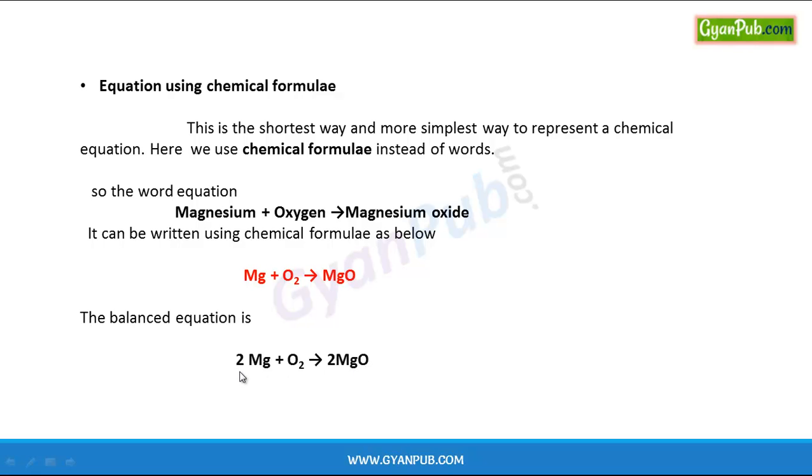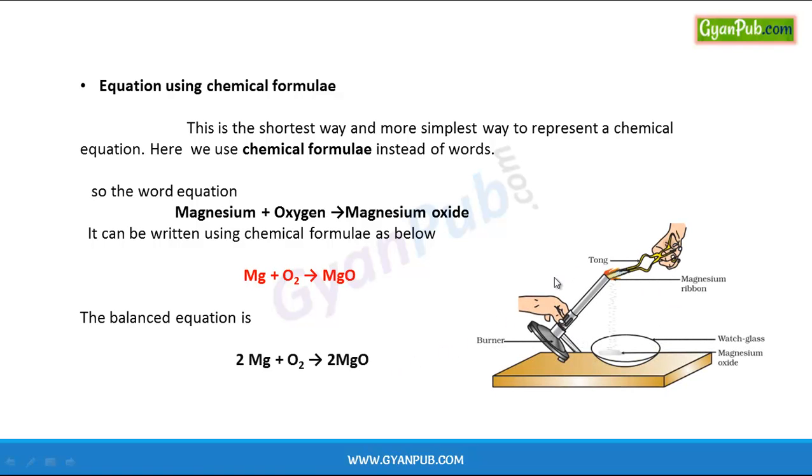And if we see here, there are 2 atoms of magnesium on both the reactant and product side, and 2 atoms of oxygen on both the reactant and product side. Here you can see the diagram of magnesium ribbon burning in oxygen.